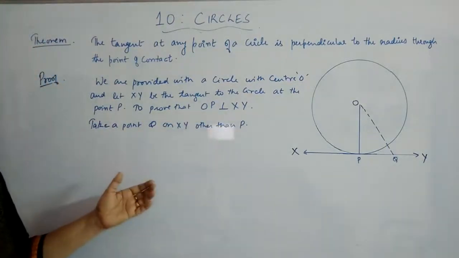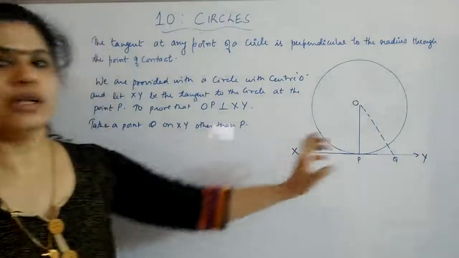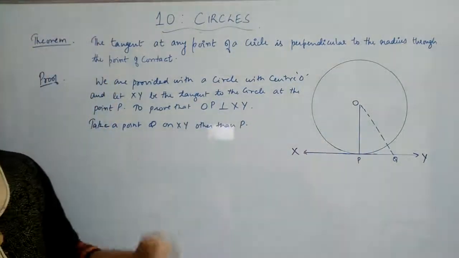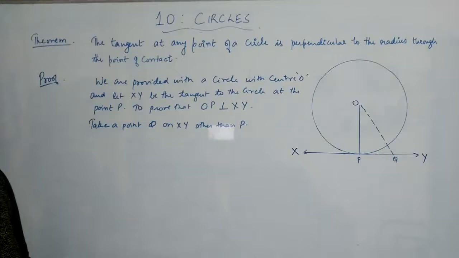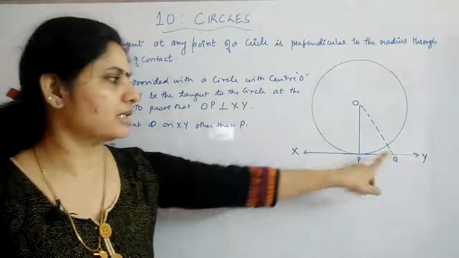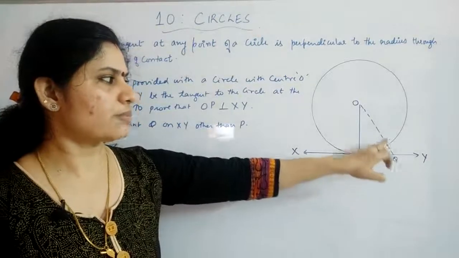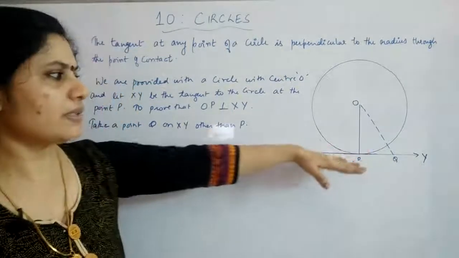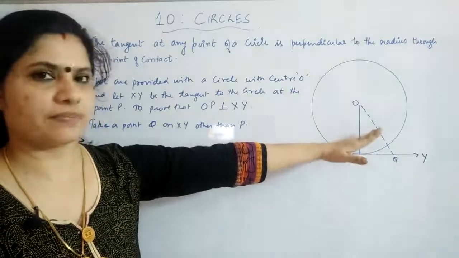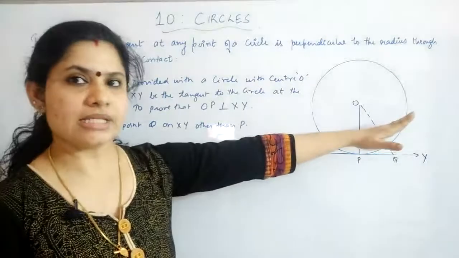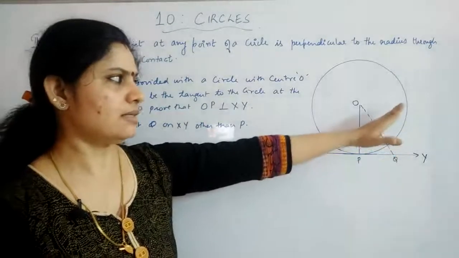Now we are claiming that this Q will be a point outside the circle. Now why can we say that it is outside? Surely it is outside the circle, because suppose this Q is inside the circle, that means it is a point on XY. Now if this Q is a point inside the circle, that means this XY should go like this, right? Then only Q will be inside the circle.